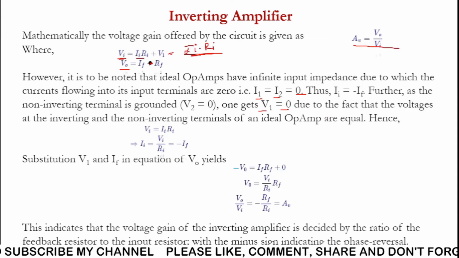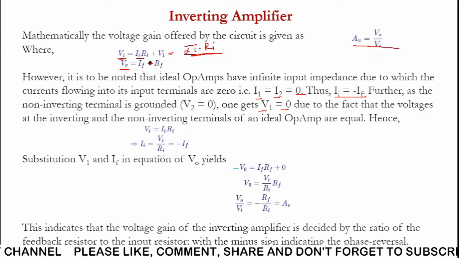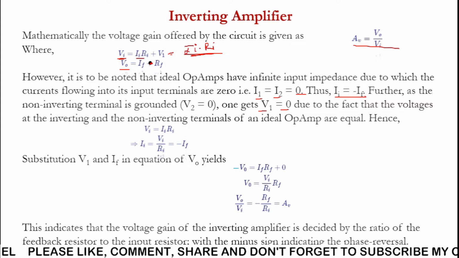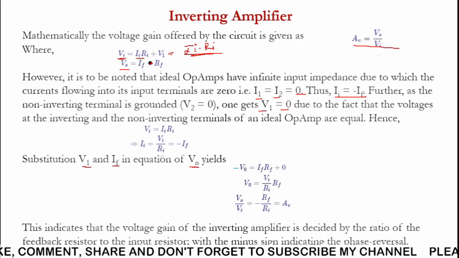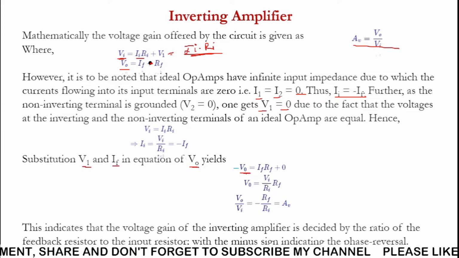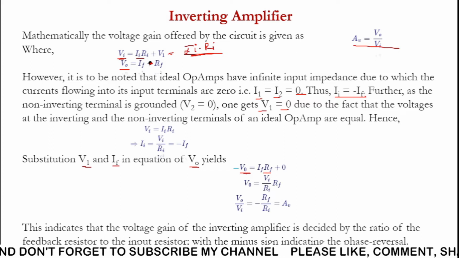So in the first equation, we are having Ii into Ri, and in the second equation we are having V0 is equal to If into Rf. At that time, Ii is equal to minus If. So substituting the values of V1, or we can say Vi, and If in the equation of V out. So V out is equal to If into Rf.